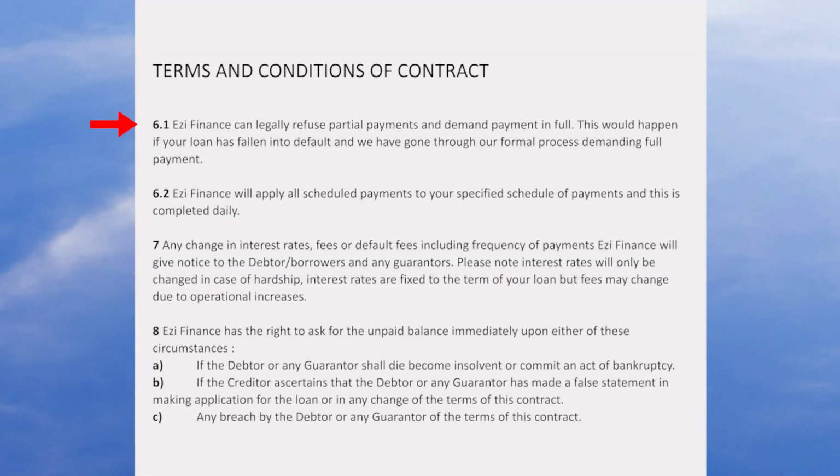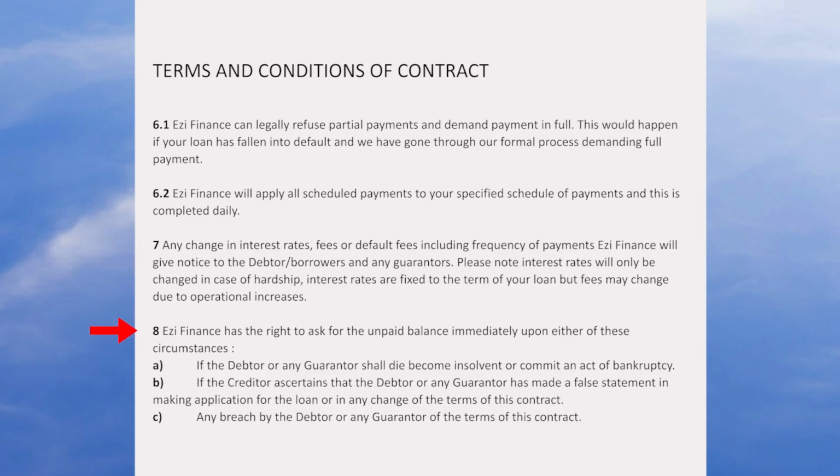Easy Finance can legally refuse partial payments and demand payment in full. This would happen if your loan has fallen into default and we have gone through our formal process demanding full payment. Easy Finance will apply all scheduled payments to your specified schedule of payments, and this is completed daily. Any change in interest rates, fees or default fees, including frequency of payments, Easy Finance will give notice to the debtor borrowers and any guarantors. Please note, interest rates will only be changed in case of hardship. Interest rates are fixed to the term of your loan, but fees may change due to operational increases.